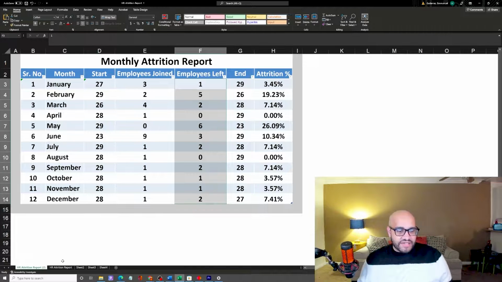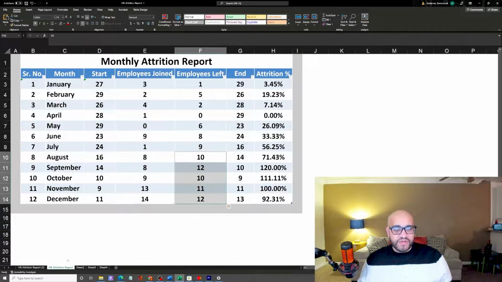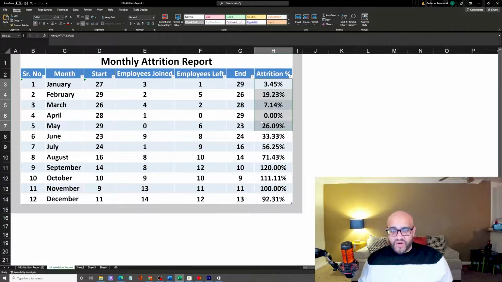Now, let's look at an example of an organization that may have an attrition issue, right? The prior sheet that we saw, employees left were fairly consistent. However, look at this particular sheet. You can see attrition start off, does have some fluctuation, but then starting in July, you can see it scale up, and even go over 100%.